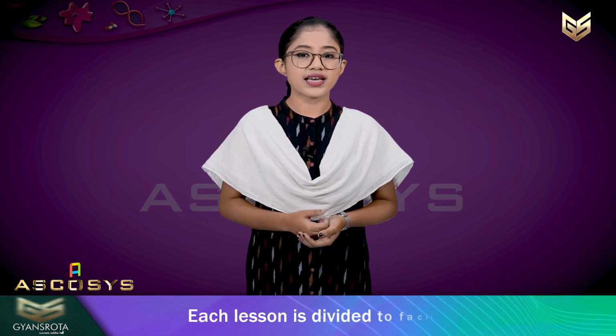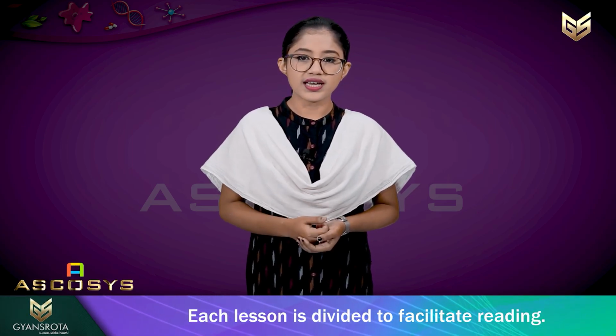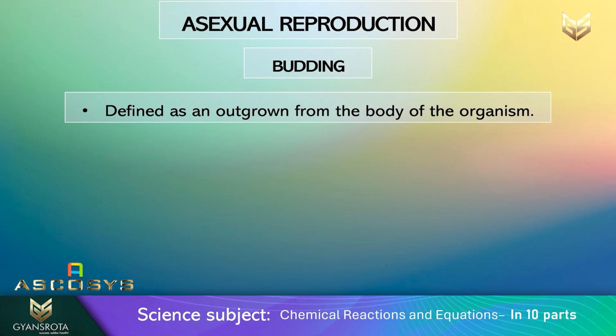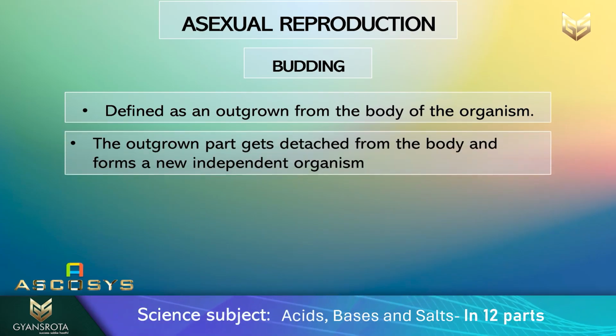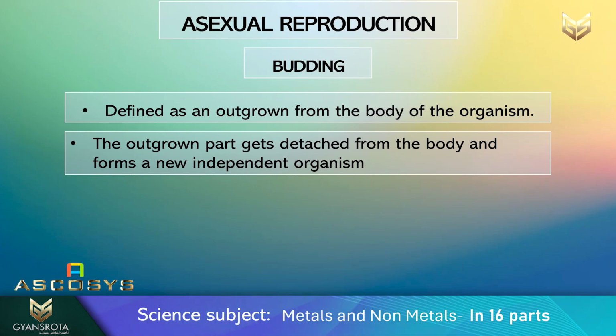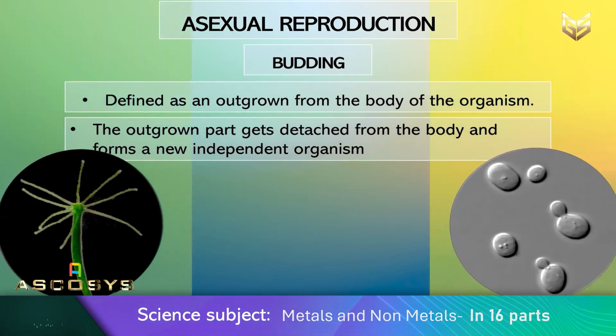Now, I will discuss another asexual mode of reproduction, that is budding. Budding is defined as an outgrowth from the body of the organism, and this outgrowth will get detached from the body and form a new independent organism. For example, Hydra and yeast.